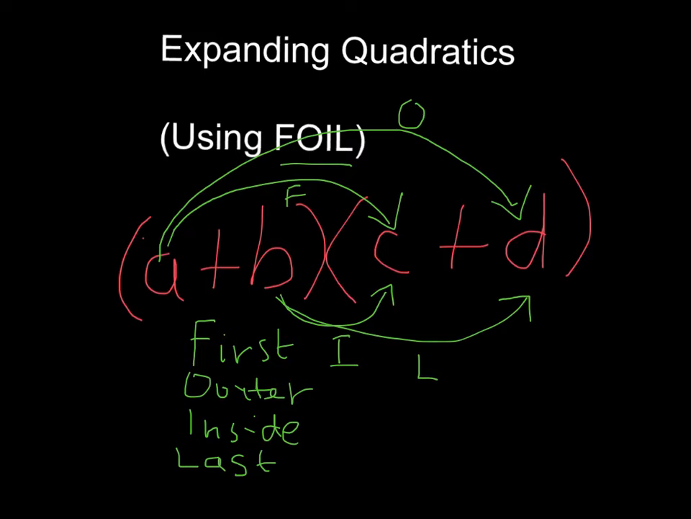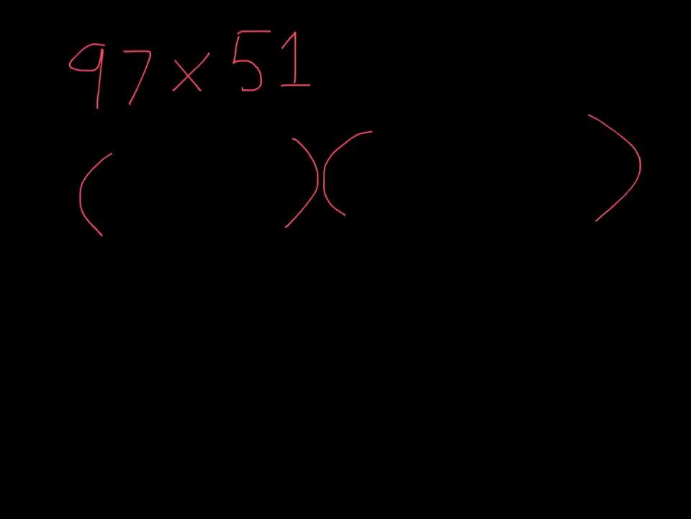Then we're able to expand our quadratic. Generally, just about every quadratic you'll also have to simplify because it'll generally result in some like terms. So I'd like to use an example with numbers first to prove that this actually works. So in this case, 97 times 51. Let's turn that into a quadratic, and we're going to use this 97 in the first brackets and 51 in the second brackets.